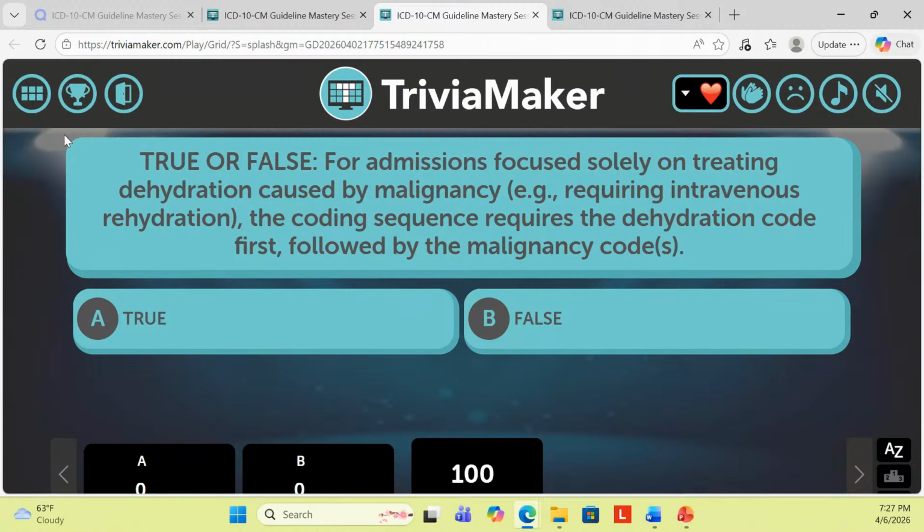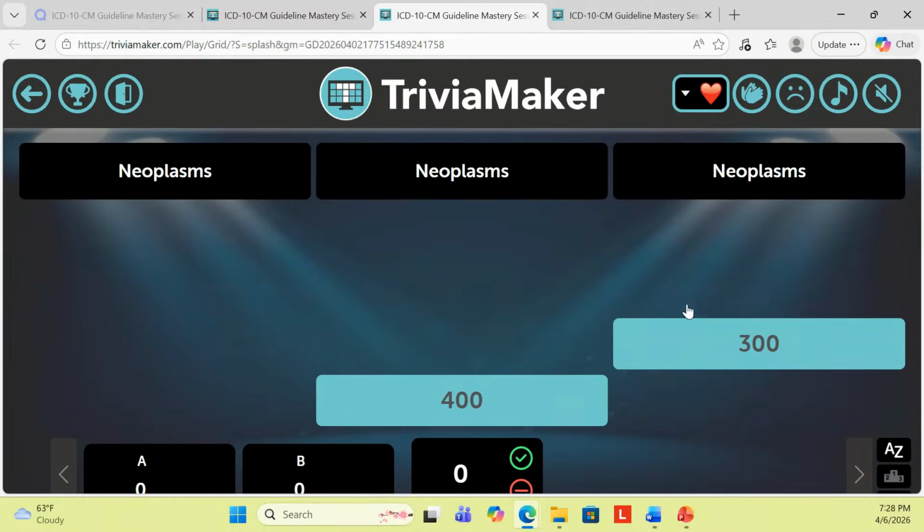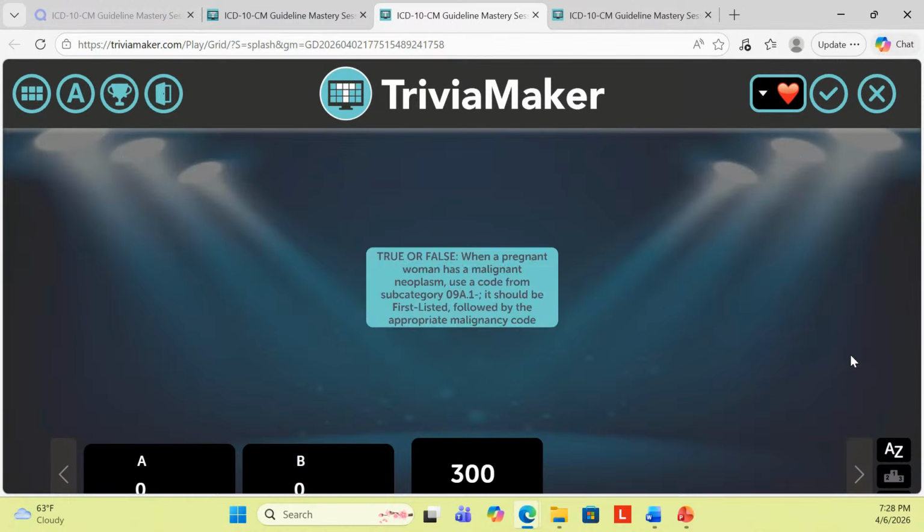All right. Oh my gosh, everyone was putting in their answers super fast in the chat. So this one indeed is going to be true. There is a specific dehydration code that you're going to be using. I believe it's from category E86. But yes, you are definitely going to sequence that first and then followed by the malignancy code. Again, if you look for the reason for encounter, that definitely is a good key thought to be thinking when you're sequencing these. All right, next up, let's do a 300.